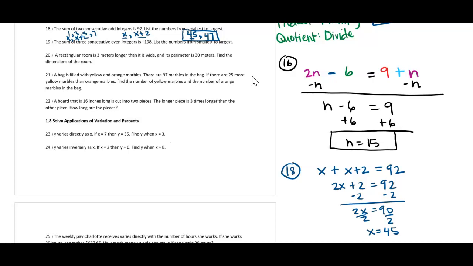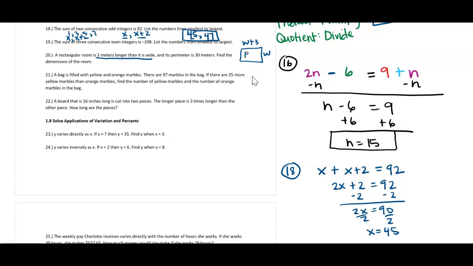If we draw just a little picture of what's going on here, here is my lovely rectangle. All I know is that one length of my room is 3 meters longer than the other. I don't know how long this is, so I'm just going to call it W. I don't know what my width is, but I know that my length is my width plus 3. So the length is 3 meters longer than it is wide. Whatever width is, add 3 to it.